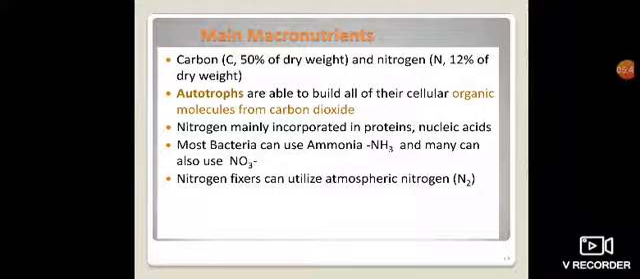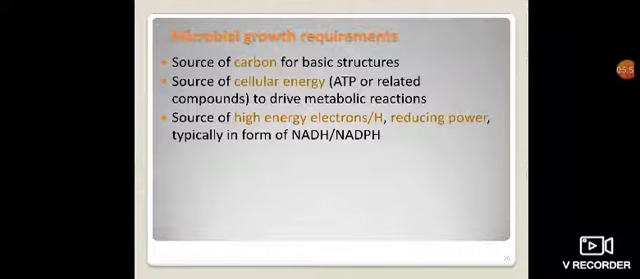So the requirement of nitrogen is satisfied by different options used by your microorganism. Now, the microorganism growth requirement: the source of carbon for basic structure. The carbon is required for the basic structure development. It is also the source of cellular energy, meaning ATP or related compounds to drive the metabolic reactions. For different types of metabolic reactions and the development of your ATP, again that carbon is required.